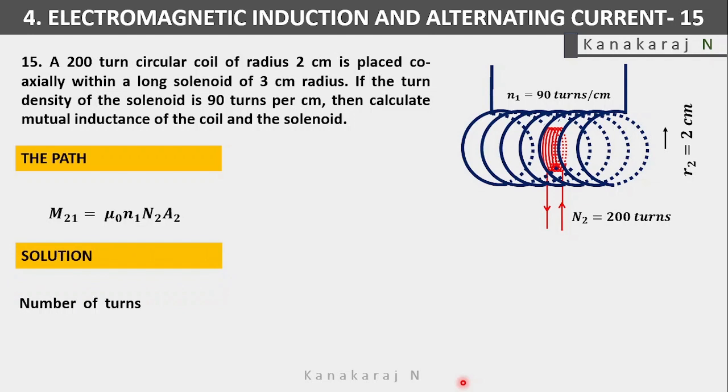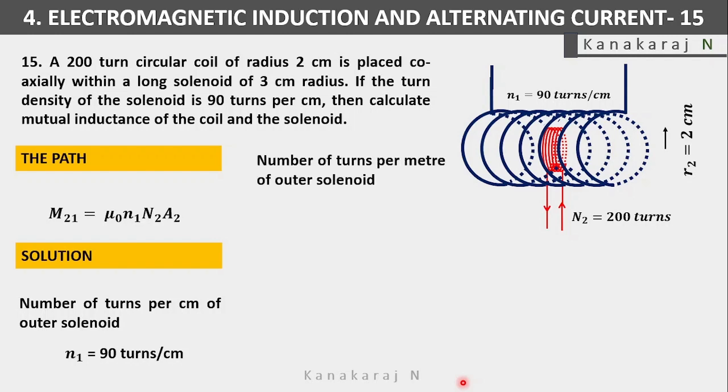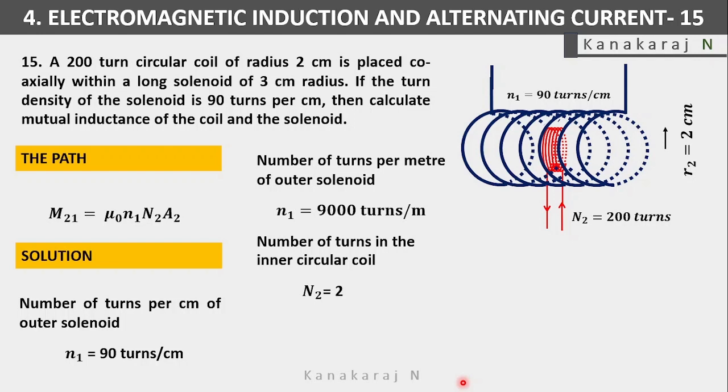The solution. The number of turns per centimeter in the outer solenoid is 90 turns per centimeter. It has to be converted into SI unit, which equals 9000 turns per meter. Then the number of turns in the inner circular coil is N2, which equals 200 turns. Then the radius of the inner coil is given very clearly. It is 2 centimeter, writing it in SI unit, 2 into 10 power minus 2 meter.